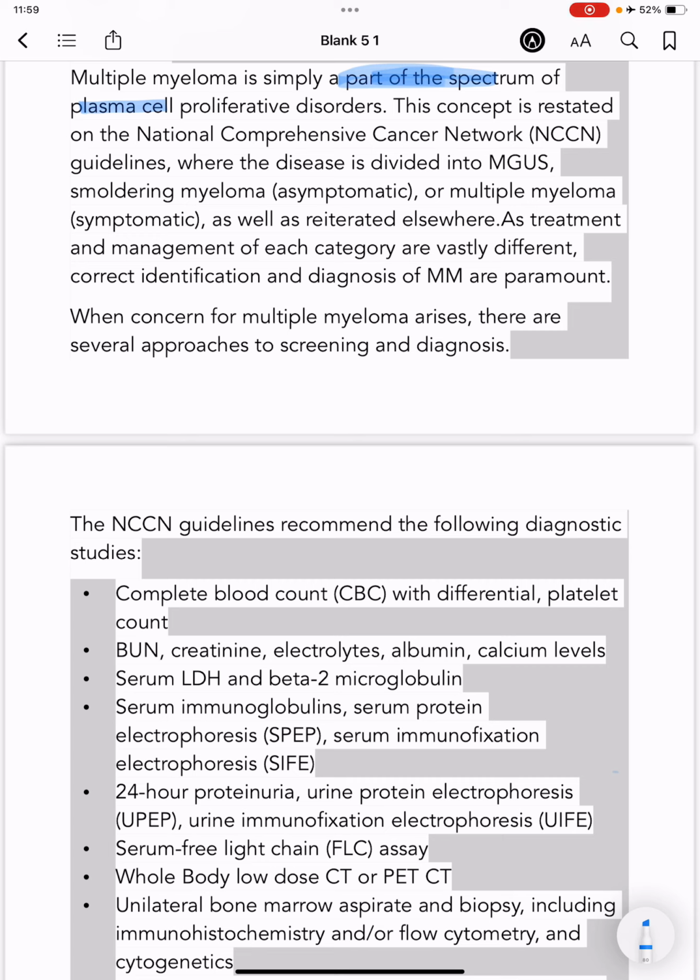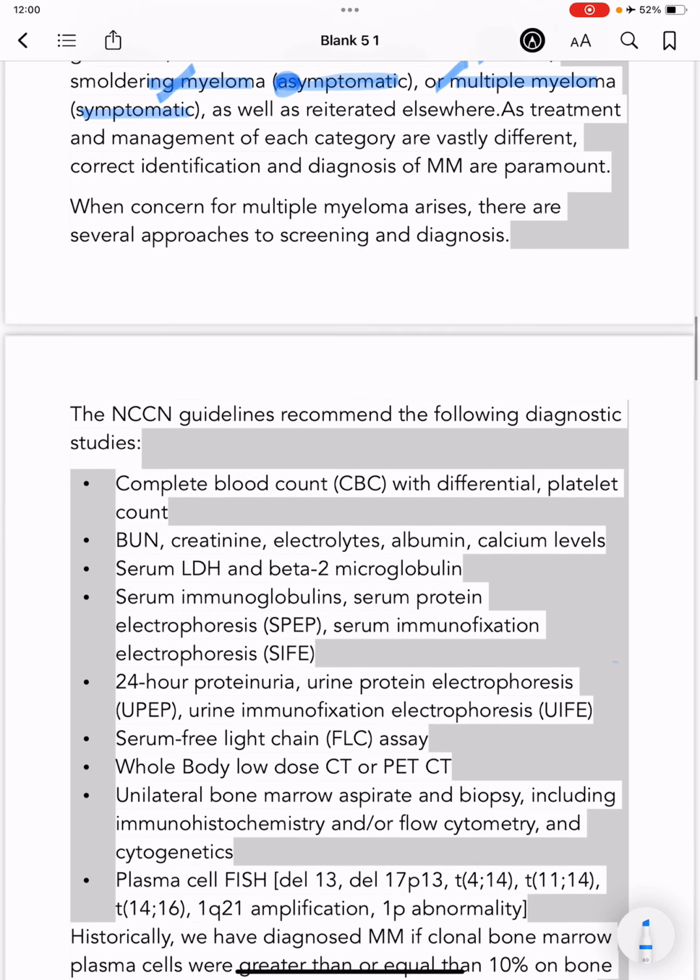So what are these NCCN guidelines? National Comprehensive Cancer Network guidelines. According to the National Comprehensive Cancer Network guidelines, this disease is divided into MGUS, monoclonal gammopathy of undetermined significance, smoldering myeloma, which is asymptomatic, and multiple myeloma, which is symptomatic.